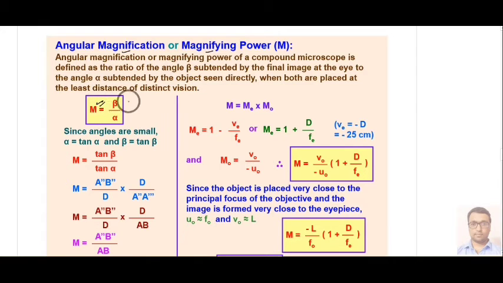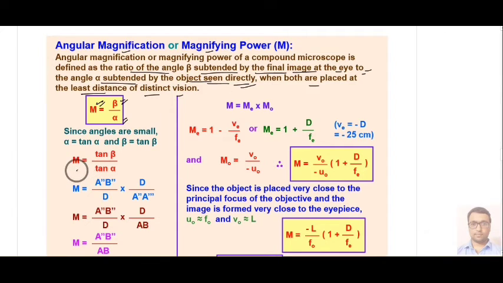So angular magnification is defined as beta upon alpha, where this beta is what? This beta is basically the angle made by the final image at the eye, and alpha is the angle made by the object when seen directly. Okay, when both are placed at the least distance of distinct vision.